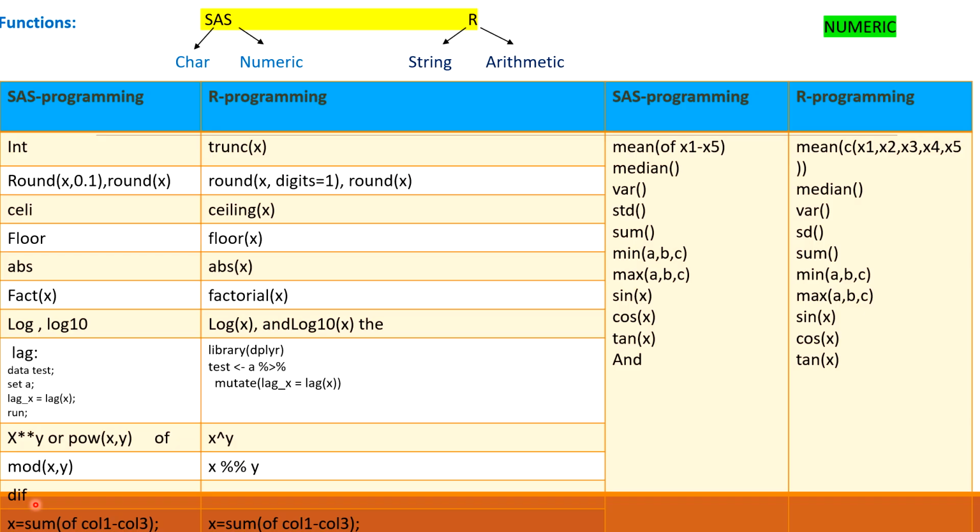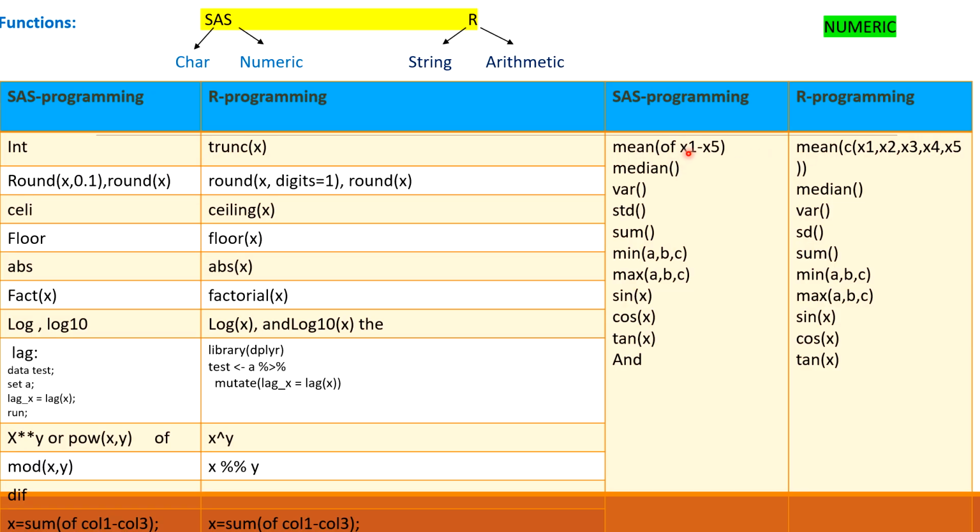Here the diff function gives the difference value in SAS, but in R programming, the diff function is not directly available. To get the column-wise sum, we'll use x is equal to sum of col1, that is, variable 1, variable 2, like this. In R programming also the same. Here are some of the numeric functions I mentioned. In SAS programming, to get the mean values, we will write mean of x1 to x5. In R programming it is also similar.